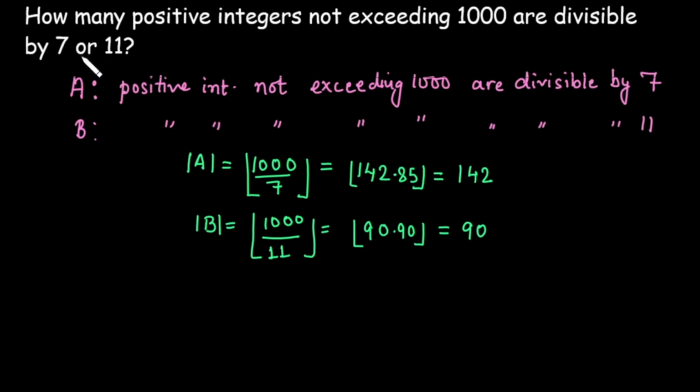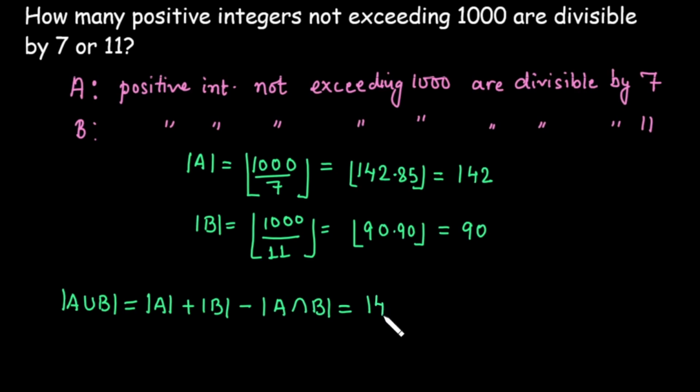Now we need to count the numbers that are divisible by 7 or 11. Basically, we need to count A union B. That is equal to the number of elements in set A plus the number of elements in set B minus the number of elements in A intersection B. This count is equal to 142 plus 90 minus the number of elements in A intersection B, which means the number of positive integers not exceeding 1000 that are divisible by 7 as well as 11.